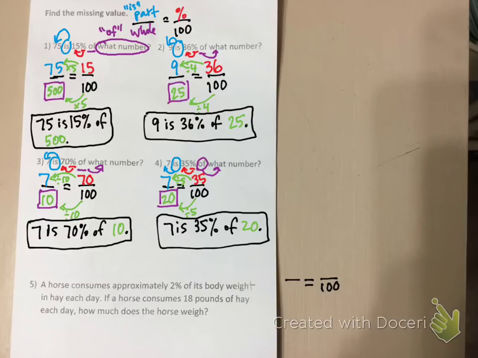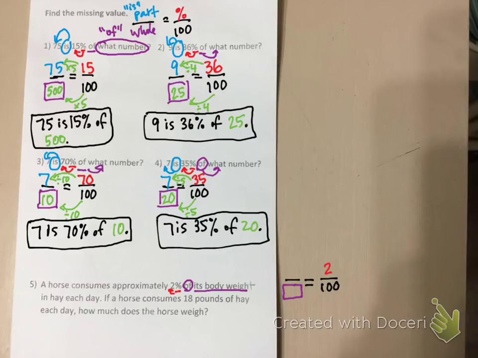So probably the easiest one to find is the percent number. Why? Because it has that symbol. So over the 100 goes the percent number of 2. Now, the next thing I want to do is look for that word of. It says, a horse consumes approximately 2% of its body weight. Then it goes on to say, if a horse consumes 18 pounds of hay, how much does the horse weigh? So the body weight is what we don't know. That's where my box goes, for the body weight.